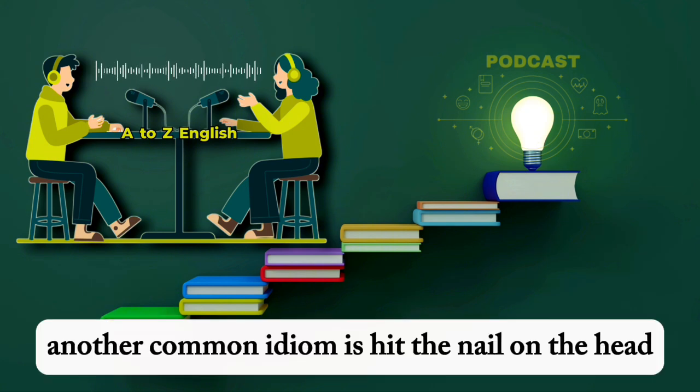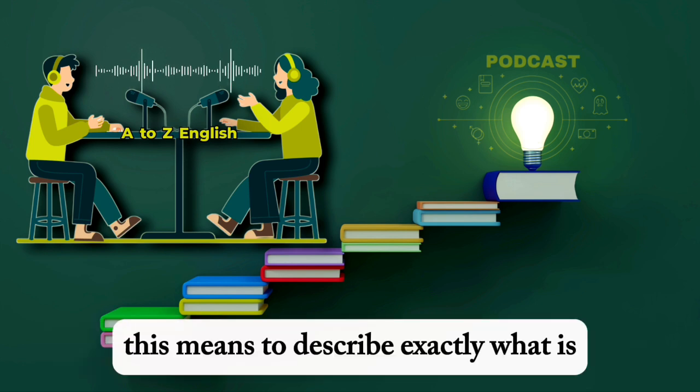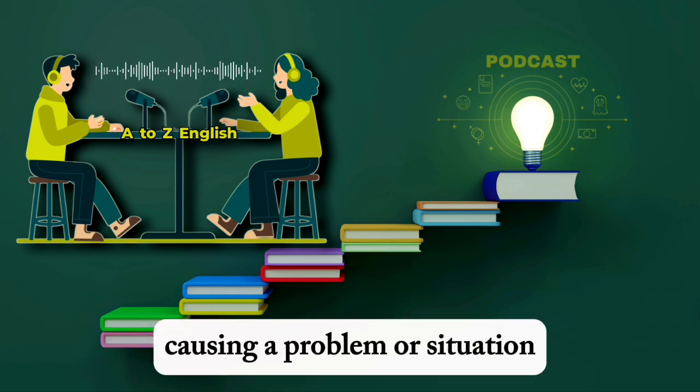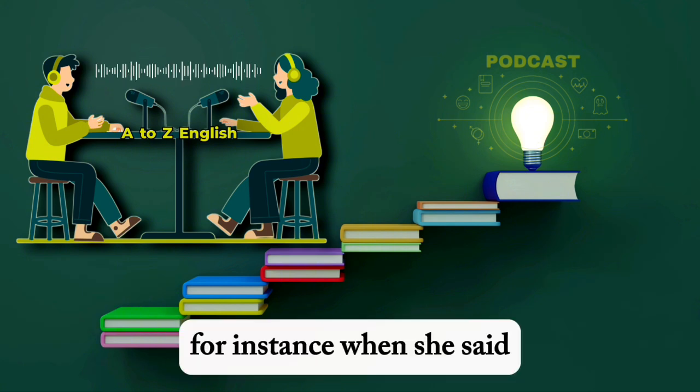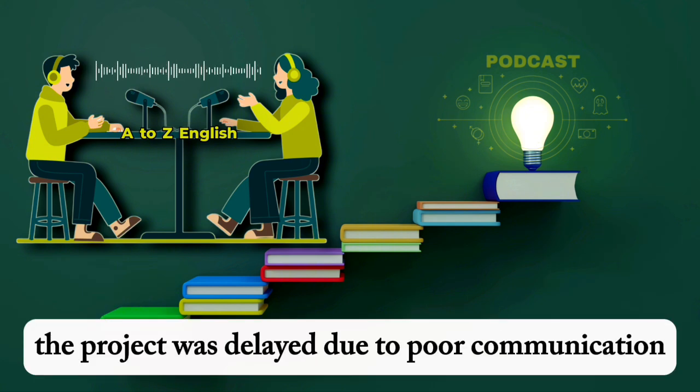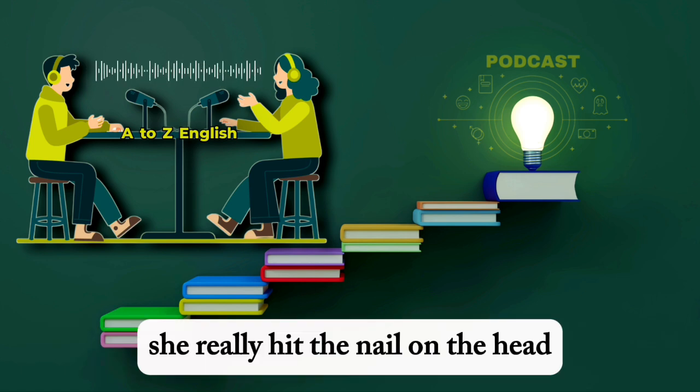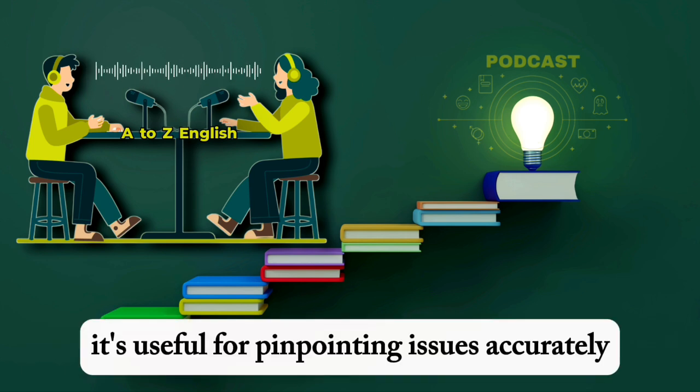Another common idiom is hit the nail on the head. This means to describe exactly what is causing a problem or situation. For instance, when she said the project was delayed due to poor communication, she really hit the nail on the head. It's useful for pinpointing issues accurately.